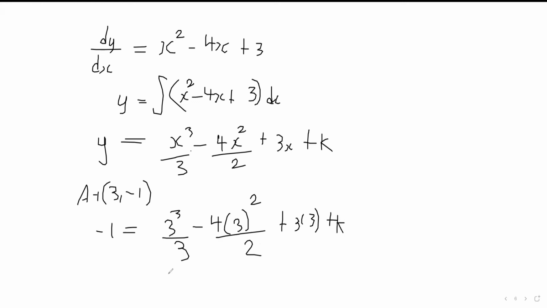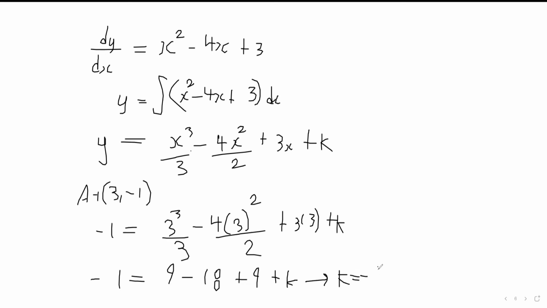Working out what all of this is going to be, we get minus 1 equals. 3 cubed is 27. 27 over 3 is 9. Then 3 squared is 9. 9 times 4 is 36. 36 over 2 is minus 18. Then we have plus 9 plus k. But Marika, 9 and 9 is 18. 18 minus 18 is 0. So that means k equals negative 1.